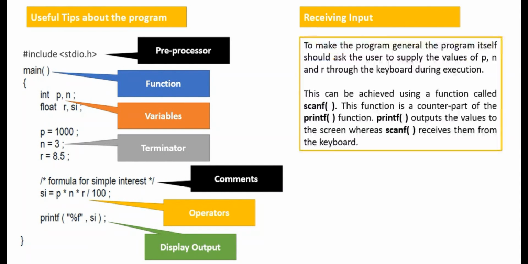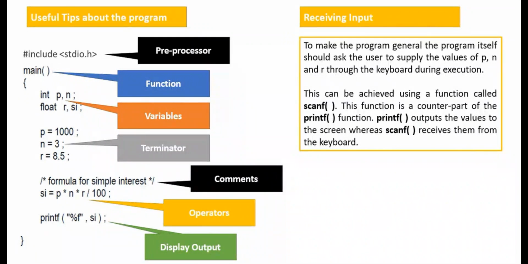So the next thing we need to learn is how we can receive input from the user. To make the program general, the program itself should ask the user to supply the value of P, N and R from the keyboard during execution. Now this can be achieved using a function called scanf. This function is a counterpart of the printf function. Printf outputs the value to the screen, whereas scanf receives them from the keyboard.